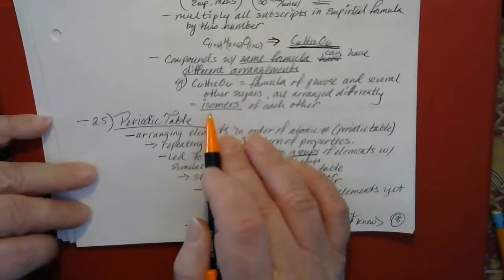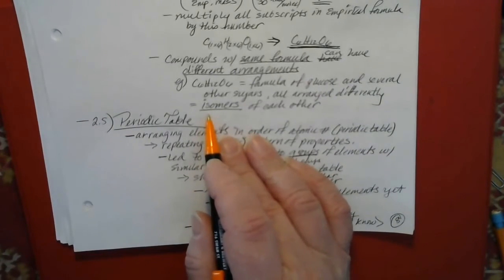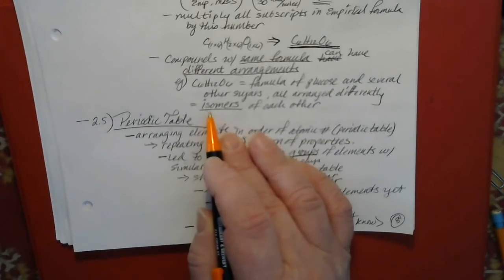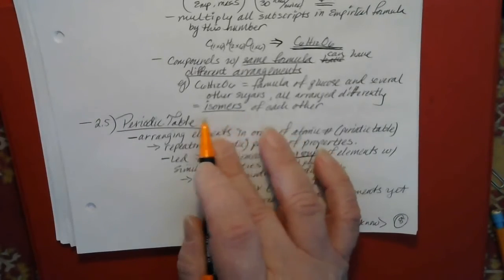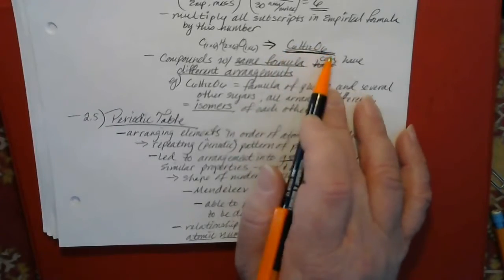And when you have two compounds that have the same number of atoms of the same elements in them, but they're arranged differently in space, that's known as isomers. So say glucose and one of the other sugars that has the same formula, they would be isomers of each other.